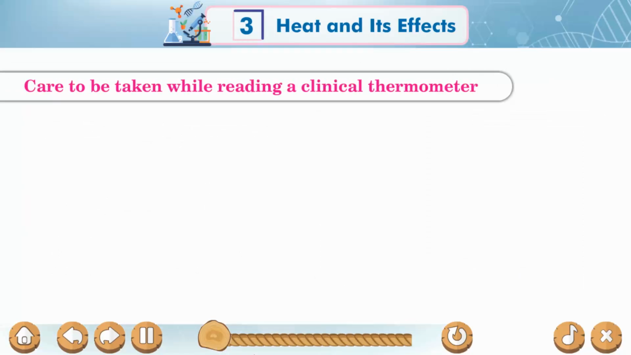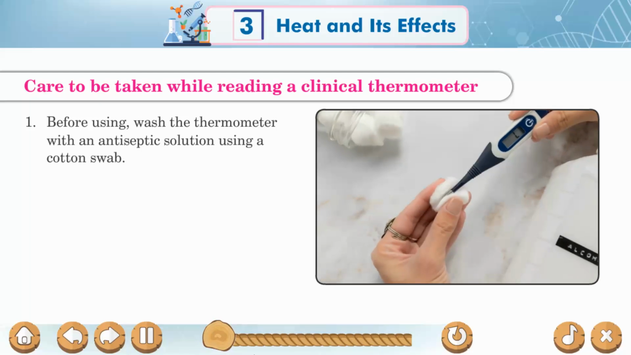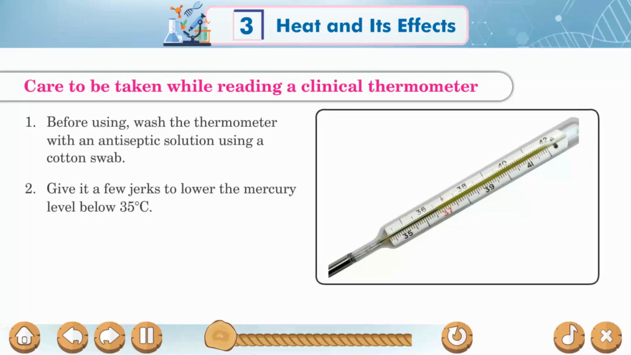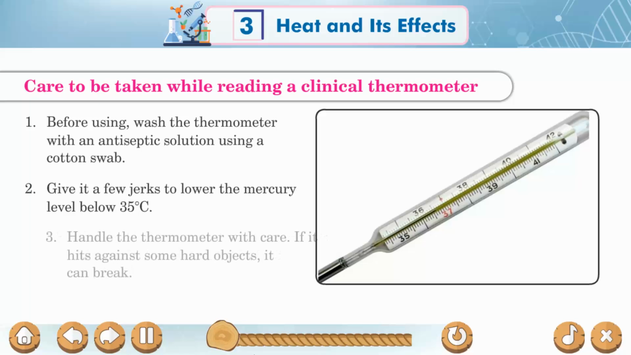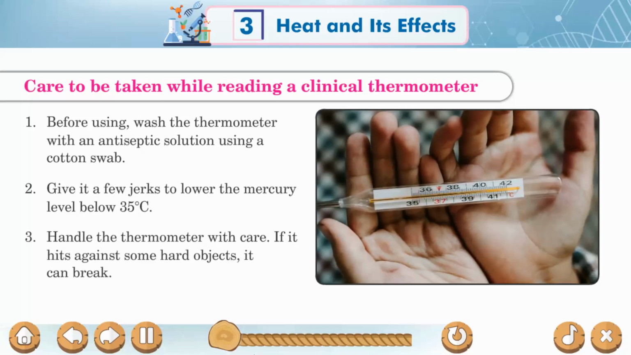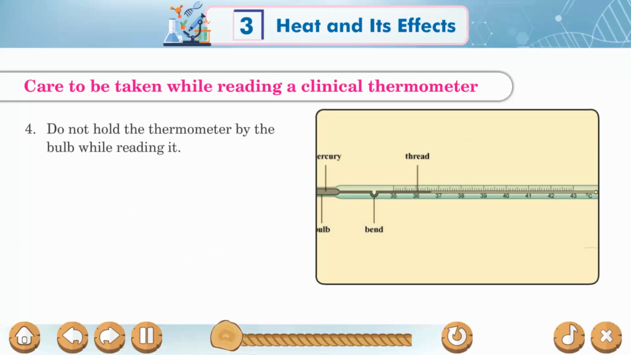Care to be taken while reading a clinical thermometer. 1. Before using, wash the thermometer with an antiseptic solution using a cotton swab. 2. Give it a few jerks to lower the mercury level below 35 degrees Celsius. 3. Handle the thermometer with care. If it hits against some hard objects, it can break. 4. Do not hold the thermometer by the bulb while reading it.